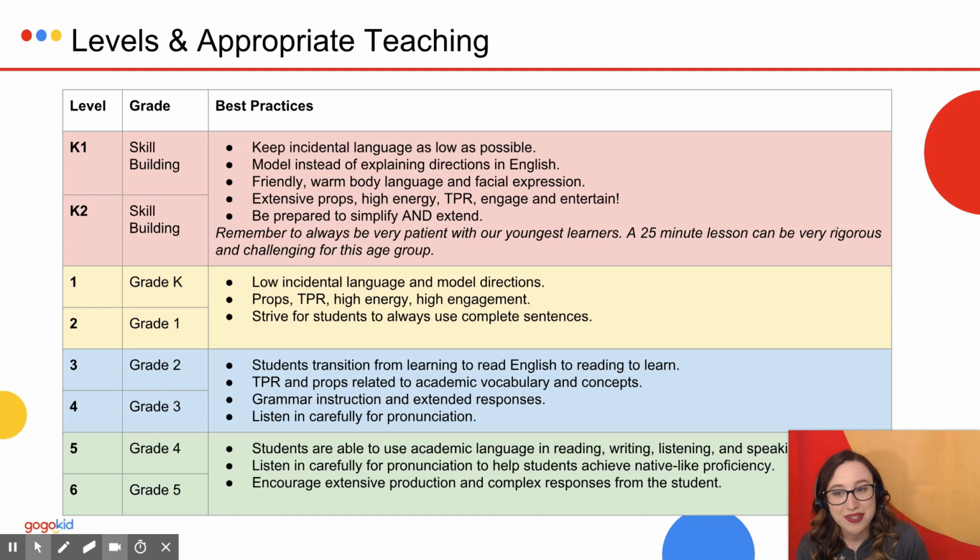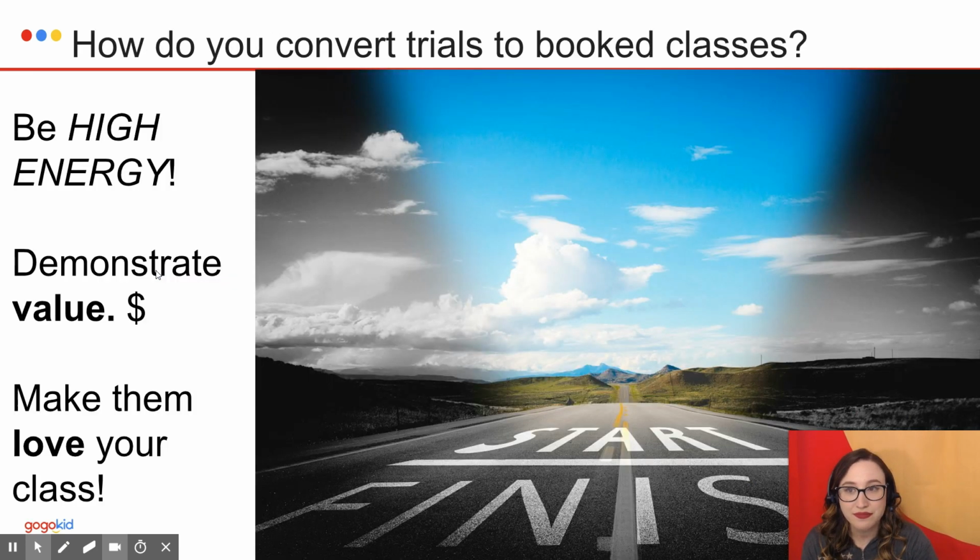In the upper levels, 4, 5, and 6, students are able to use academic language in reading, writing, listening, and speaking. Make sure, again, that pronunciation, you're really tuning in, and make sure you're encouraging a lot of production and complex responses using that academic language.